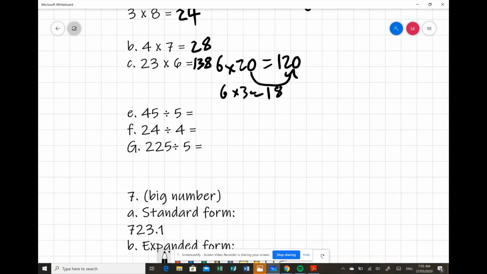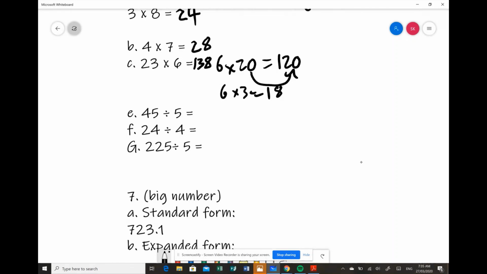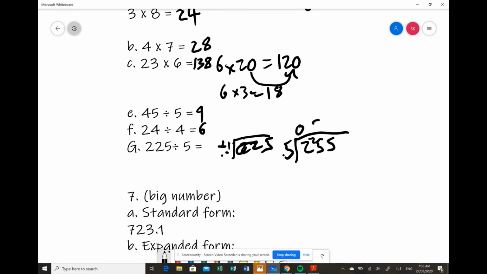Okay, 45 divided by 5. We know that 5 times 9 is 45, so it's going to be 9. And we know that 24 divided by 4, we know that 4 times 6 equals that, so it's going to be 6. 255 divided by 5, let's do a quick algorithm. How many times 5 into 2? 0. That becomes 25. How many times 5 into 25? It's going to be 5. How many times 5 into 5? It's going to be 1. So the answer is going to be 51.